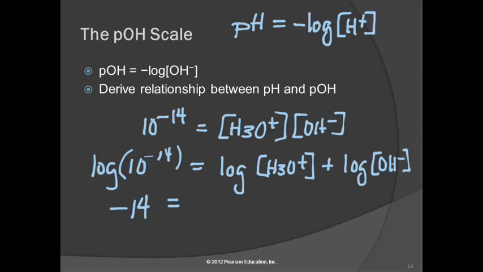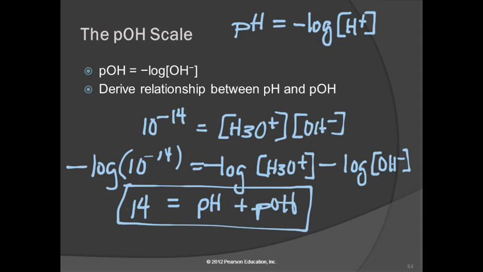And this, I'm going to multiply both of these by -1 as well. So that's going to be a negative, and that's going to be a negative. And this is going to be a negative. So now, negative 14. The negative log of the hydronium ion concentration, that's pH, right? Plus, the negative log of the hydroxide ion concentration is the pOH. The pH plus the pOH always add up to 14.